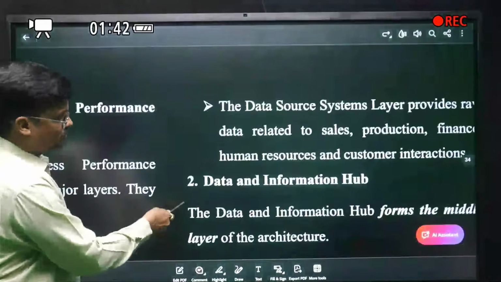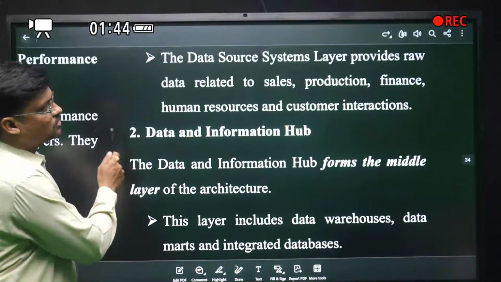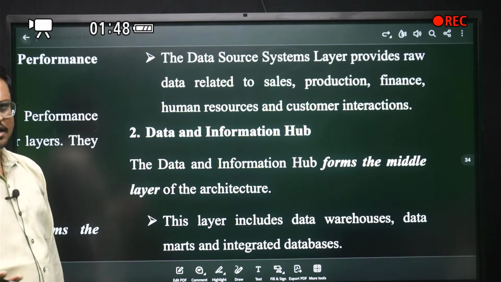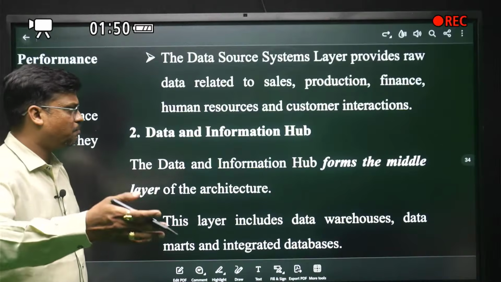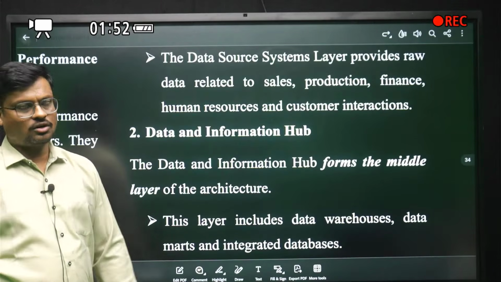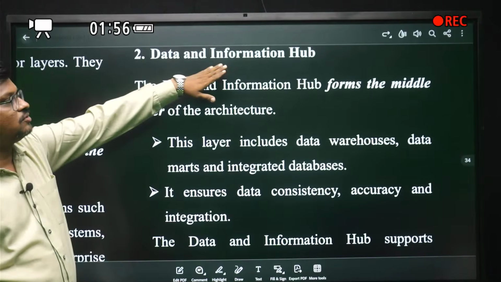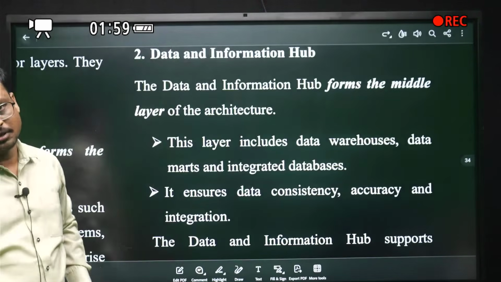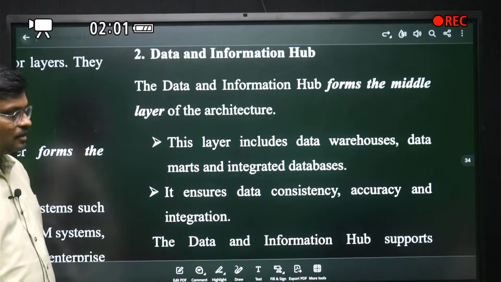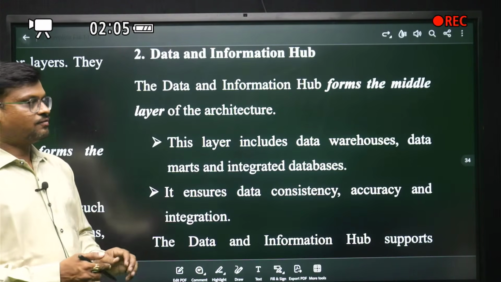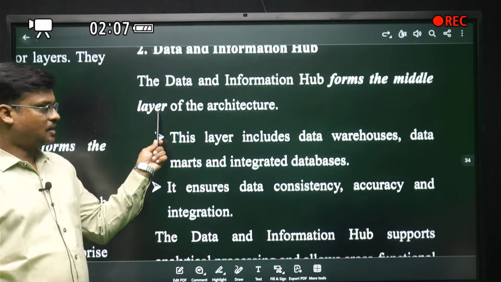Next, another point. The data source system layer provides the raw data related to sales, production, finance, revenue, supply, and customer interactions. All those things are stored here. Now, this will be transformed into the information hub in the second step. The raw data that you collected in the first level, we will transform into useful information in the middle layer of the architecture.